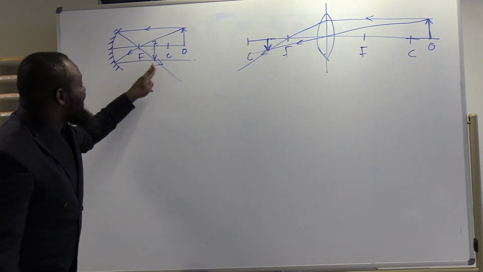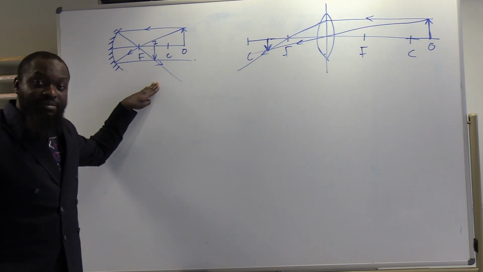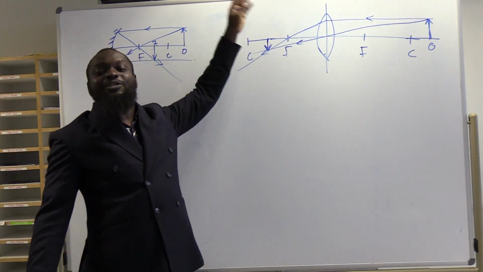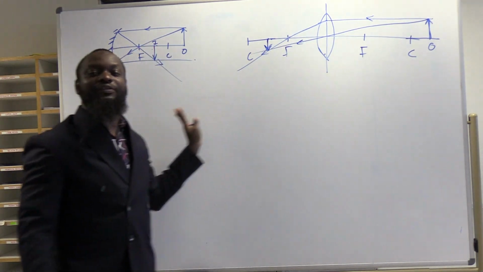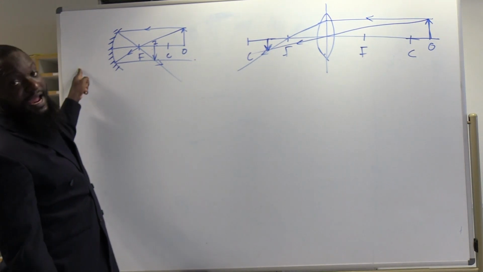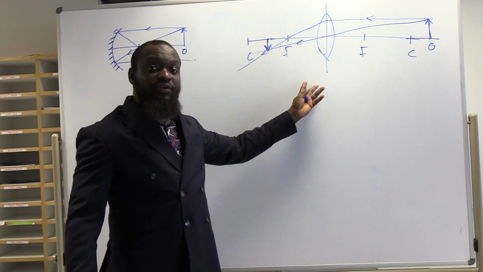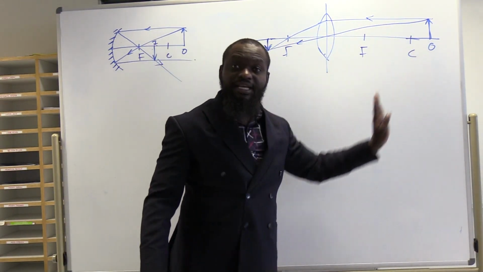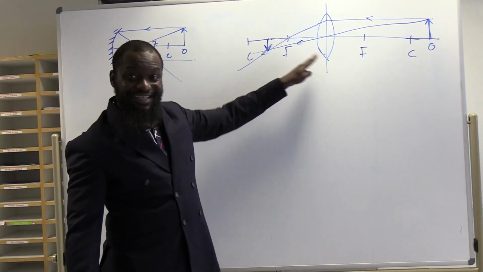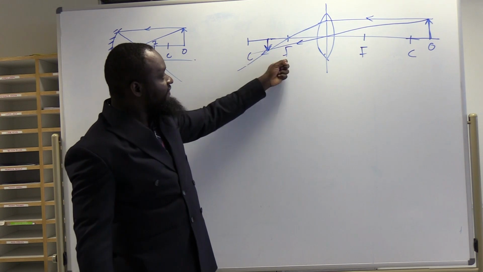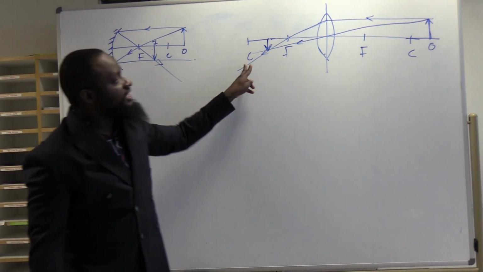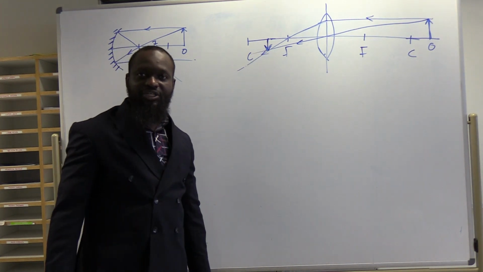A real image for a mirror is in front of the mirror. A real image for a lens is behind the lens, on the other side, because this is refraction, not reflection. A virtual image for a mirror is behind the mirror. A virtual image for a lens is in front of the lens, on the same side as the object. So this image is real for a lens. It's inverted, it's between F and C, exactly the same case. Object beyond C, image between F and C, real, inverted, diminished.